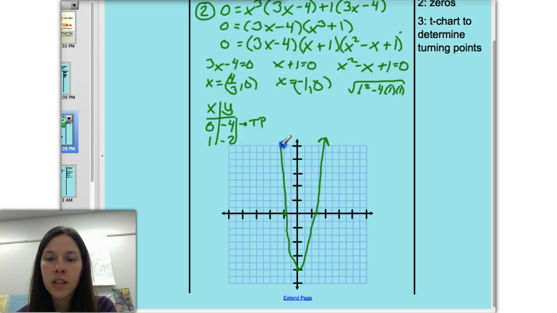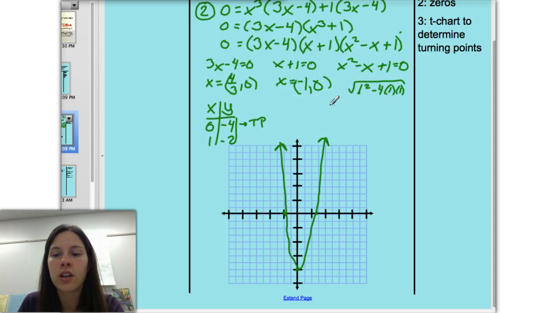So in this case, because I knew it opened up at both ends and I only had one turning point, it ended up looking more like a parabola than a W. And the reason that happened is that these zeros were imaginary. If these had been real zeros, we would have gotten a couple more turning points and we would have had the shape of our graph looking more like a W.